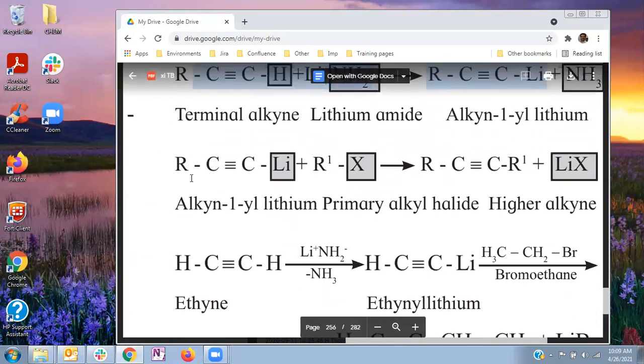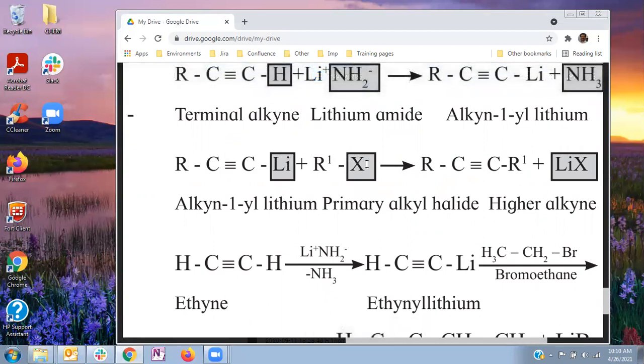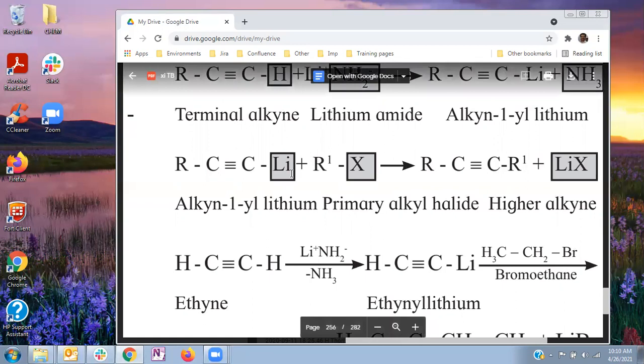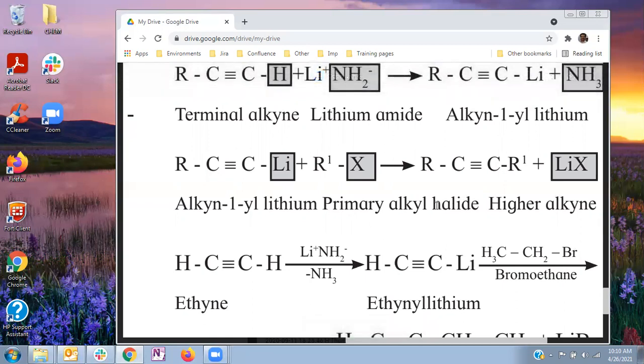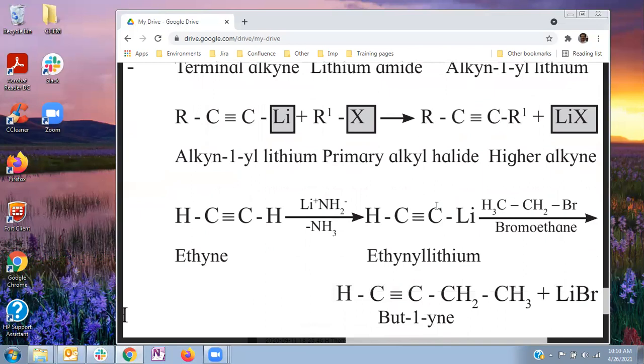Now when the terminal alkyne containing lithium is treated with an alkyl halide, RX, here one of the R groups is labeled R1, so R1X is the alkyl halide. Lithium is substituted by the R1 group and LiX is given out as a side product. So here a higher alkyne can be obtained from a lower alkyne.